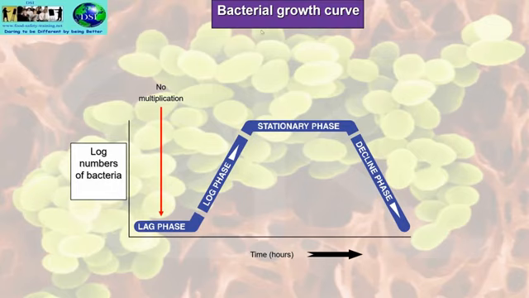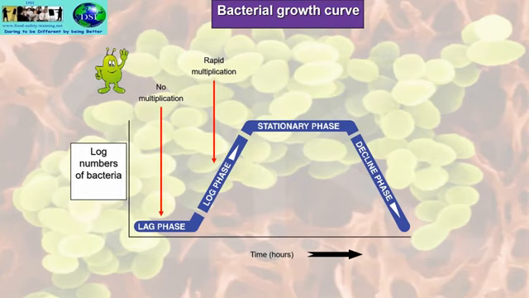Now, the stationary phase really is where they don't grow any further. This is because they might have run out of nutrients. The temperature might be okay, other conditions might be okay, but there might be a reason for them not growing any further, or there might be so many that the competition is too high. And after the stationary phase, there's what we call the decline phase, where they start to reduce in number.